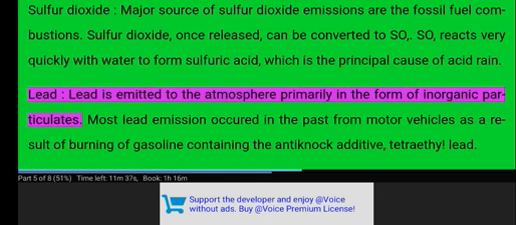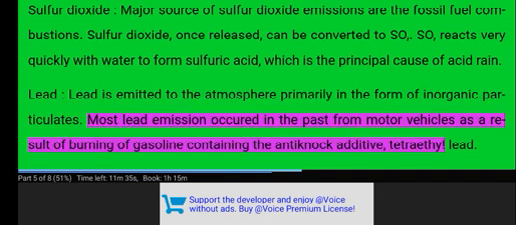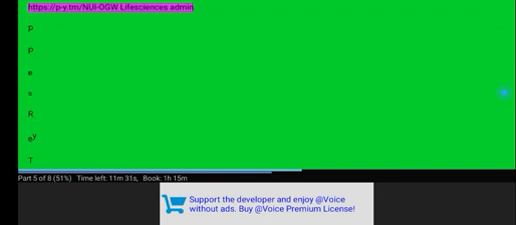Lead is emitted to the atmosphere primarily in the form of inorganic particulates. Most lead emission occurred in the past from motor vehicles as a result of burning of gasoline containing the anti-knock additive, tetraethyl lead.